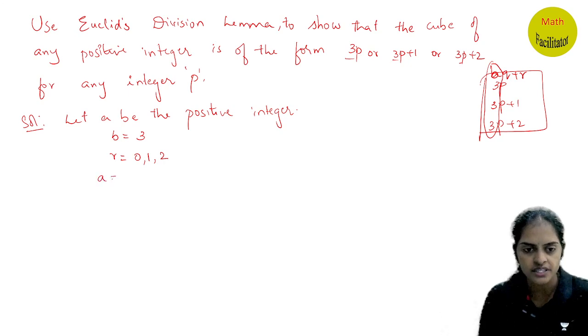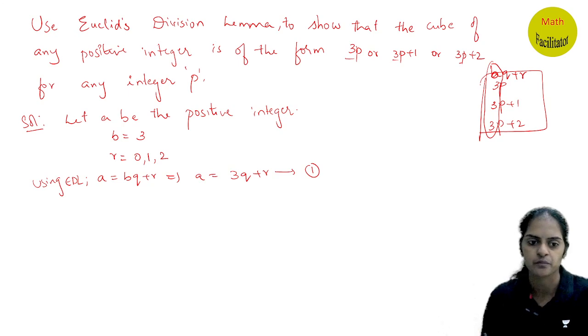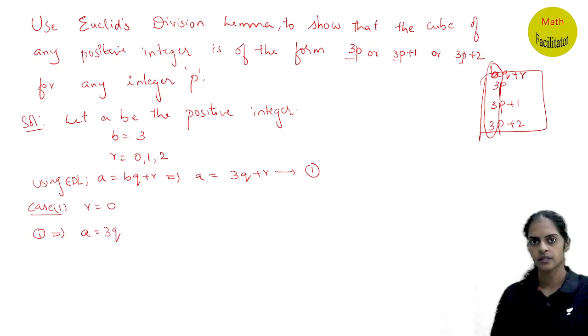Using Euclid's division lemma, what can I write here? a = bq + r, isn't it? But here b is 3, so a = 3q + r. Let this be equation number 1. So first case, let me take the remainder as 0. If I take remainder as 0, my equation will be a = 3q + 0, so it is simply 3q.